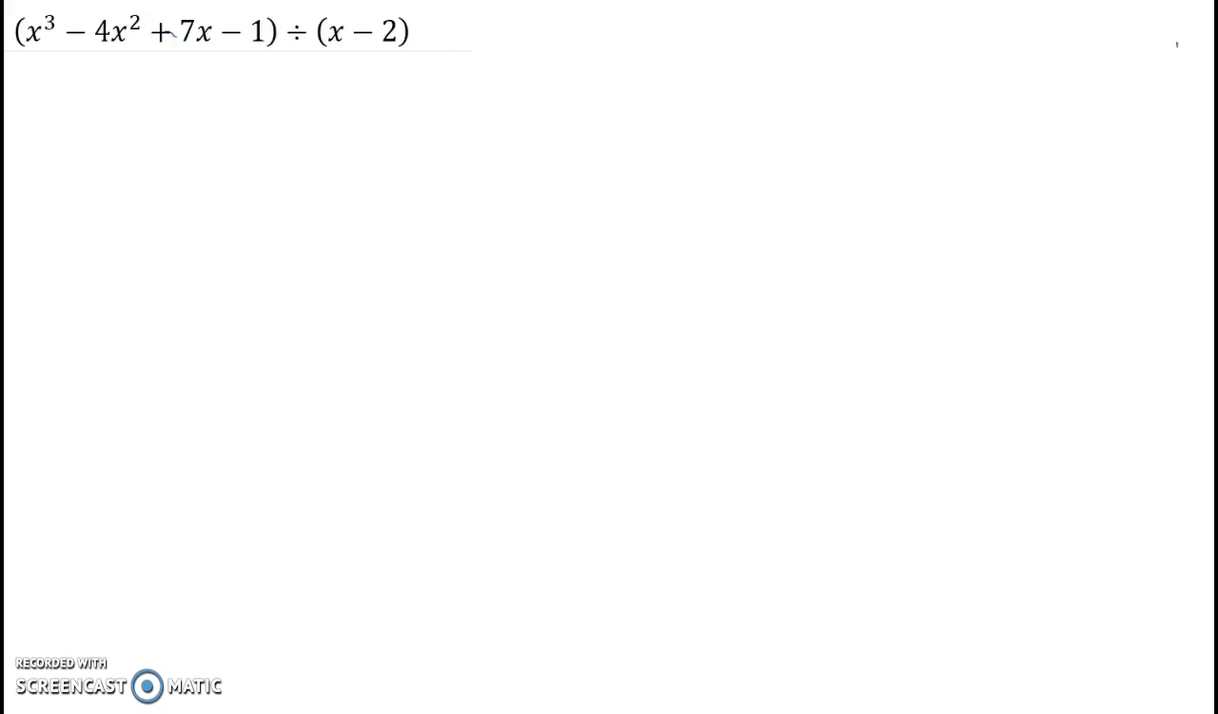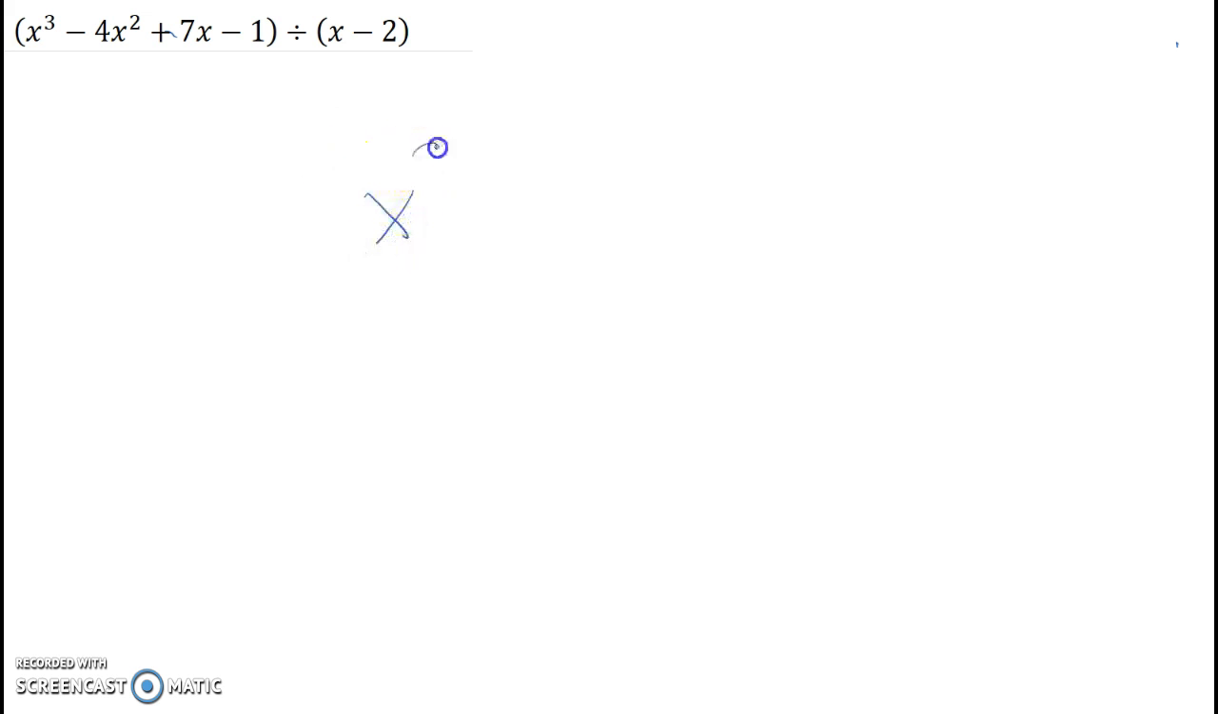Hi, today I'm going to show you how to divide these two polynomials together using two methods. The first method I'll show you will be the long division method, and the second method later on we'll try using something called synthetic division. Let's start with the long division method. We will divide the two polynomials.